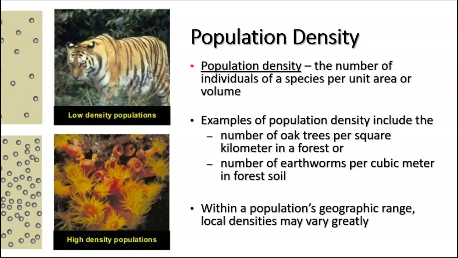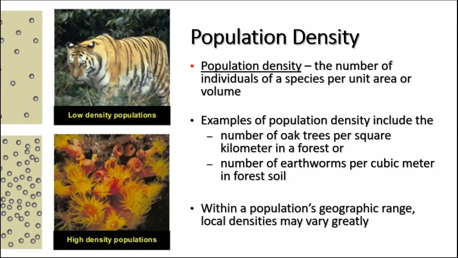Some species have low population density, like the tiger you see here. You wouldn't see a lot of tigers in the same particular area. They have a relatively large range. Other kinds of populations, like the corals in the bottom picture, would have a high density population. There are a lot of them in the same general area. Examples of population density would be the number of oak trees per square kilometer in a forest, or how many fish of a certain type there are in a particular volume of water.